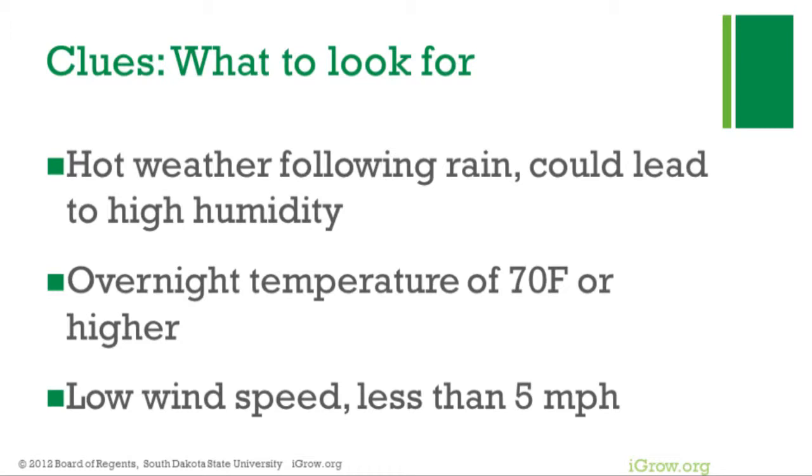What to look for? There are a few things to look for outside of the heat index numbers. You can also just be aware of when cattle heat stress may be developing. First of all, when you have hot weather following rain, there's often higher humidity right after a rain event or for the next day or so. So be aware of high temperatures after rain. Another indicator might be overnight temperatures of 70 degrees or higher. That's also an indicator that is very humid conditions and that cattle may be experiencing more stress than normal.